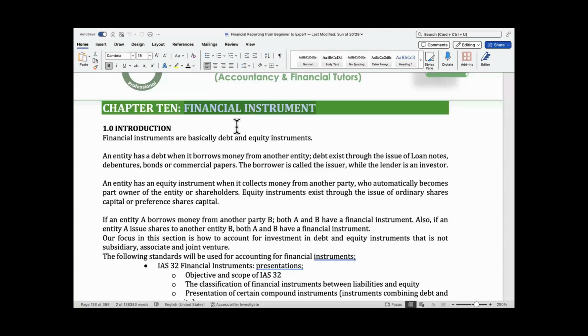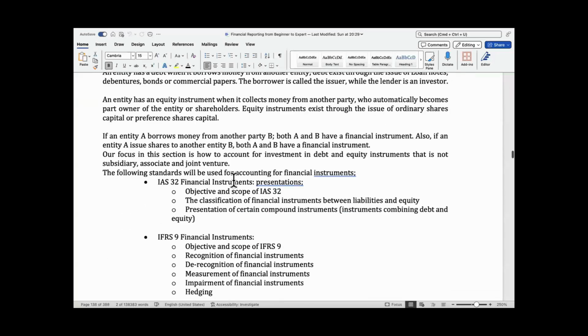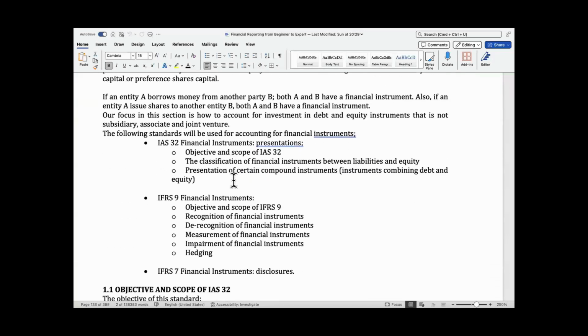and I basically started with telling you that financial instrument is basically all about debt and equity instruments. And I went further to tell you that for this standard, we are going to be using IAS 32 and IFRS 9.